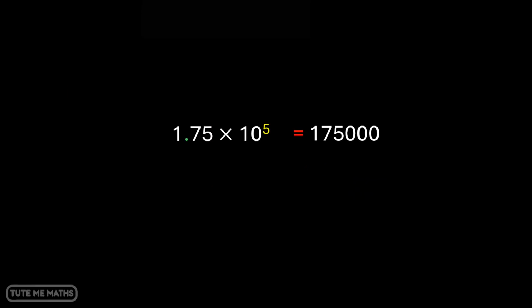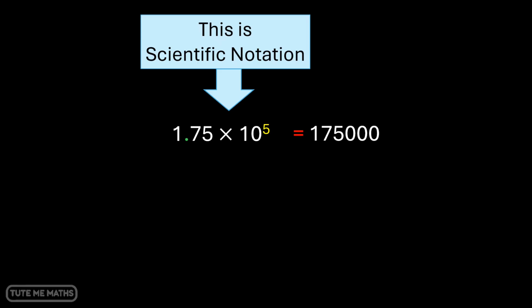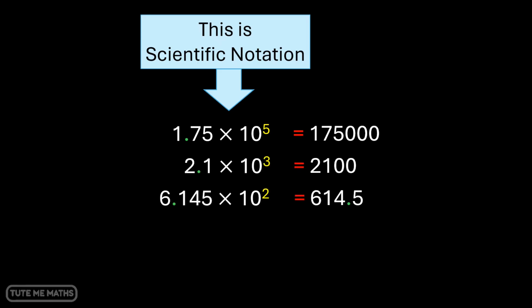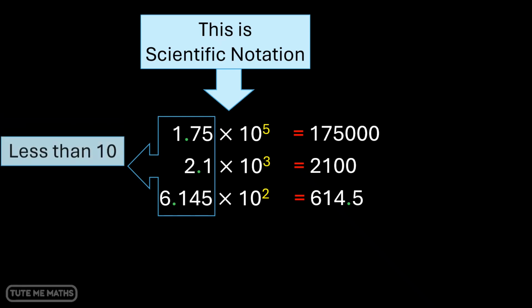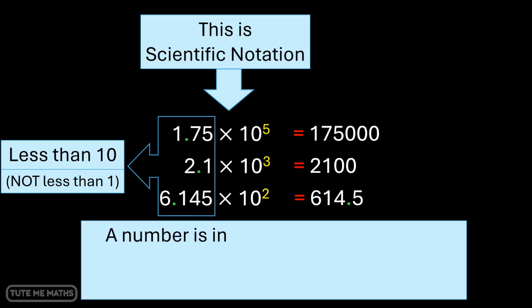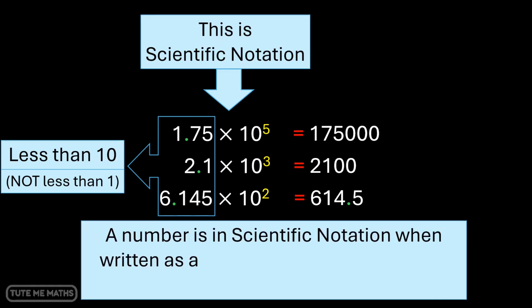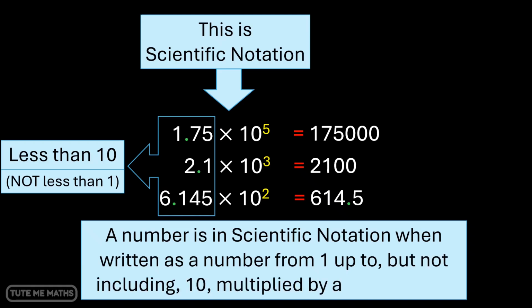Writing the product to include a power of 10, like this, is called scientific notation. The number out the front has to be less than 10 though, otherwise we could have included another power of 10. And for similar reasons, it cannot be less than 1, because this will subtract powers of 10. We can now define scientific notation as follows. A number is in scientific notation when written as a number from 1 up to, but not including 10, multiplied by a power of 10.